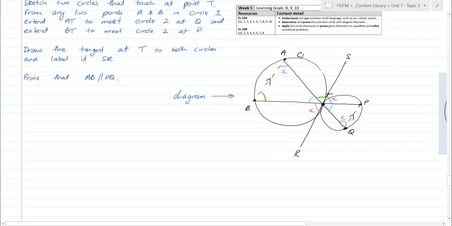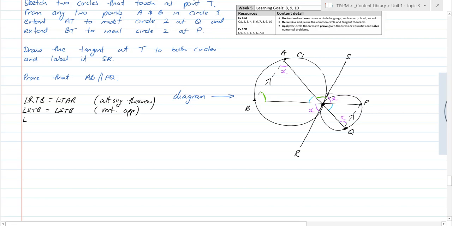So I can say angle RTB equals angle TAB. This is alternate angle theorem. So it's not alternate angle theorem, it's alternate segment theorem. That's the first one. Then I can say angle RTB is also equal to angle STB, and this is vertically opposite.